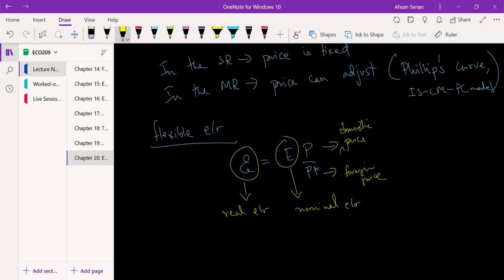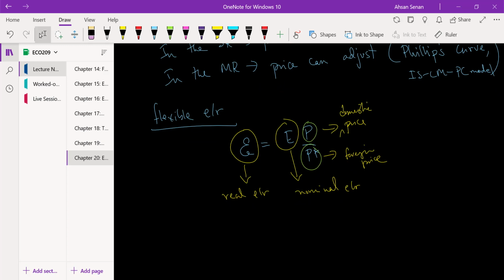Now, when we have a flexible exchange rate, what happens is that this and this can move together. So even in the short run, when we are assuming that the prices are fixed, if the nominal exchange rate changes, the real exchange rate can change with it, right? So it's not a problem. We have a flexible setup where in the medium run, of course, prices can change. But even in the short run, where the prices are not changing, since we have a flexible exchange rate regime, when one changes, the other can change as well.